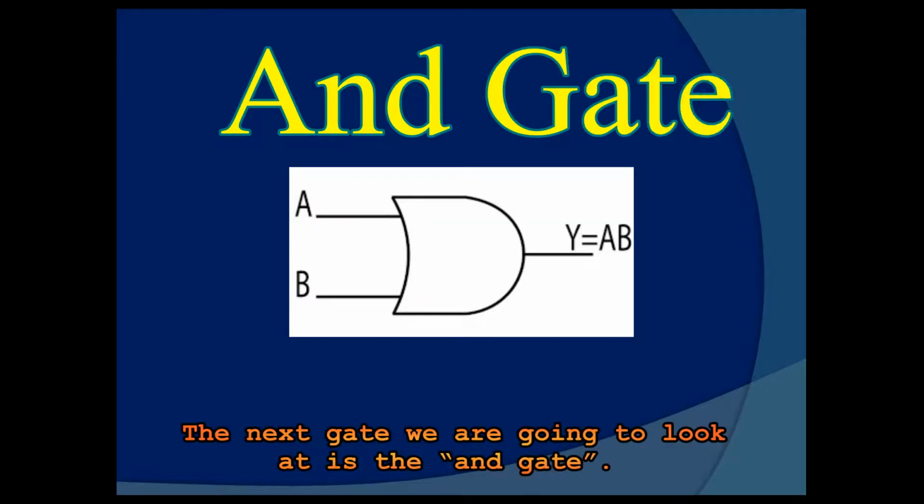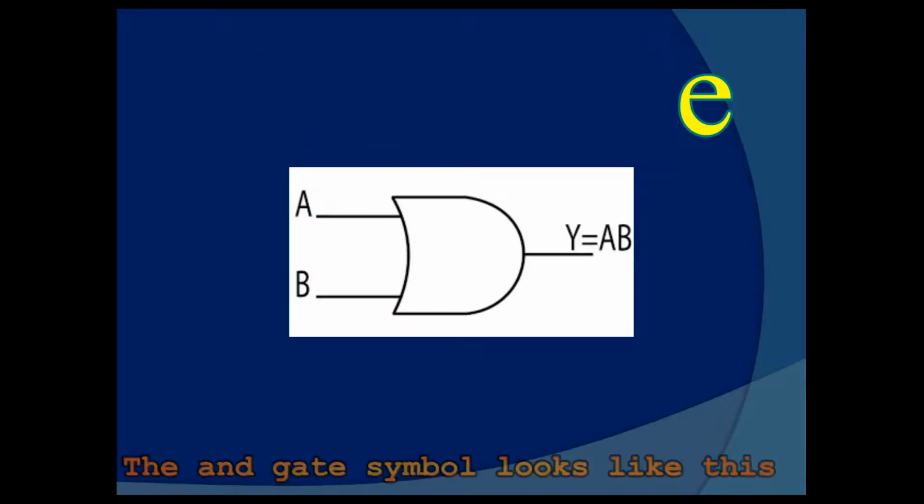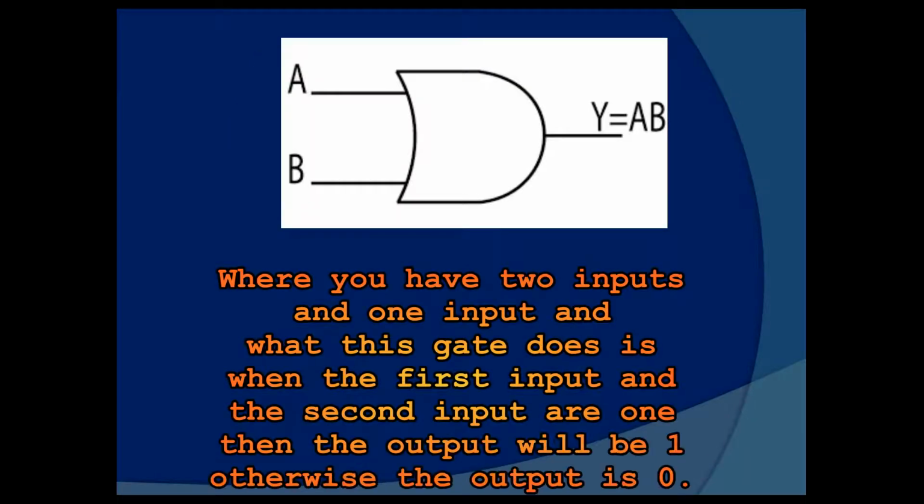The next gate we are going to look at is the AND gate. The AND gate symbol looks like this, where you have two inputs and one output. What this gate does is, when the first input and the second input are both 1, the output will be 1, otherwise the output is 0.